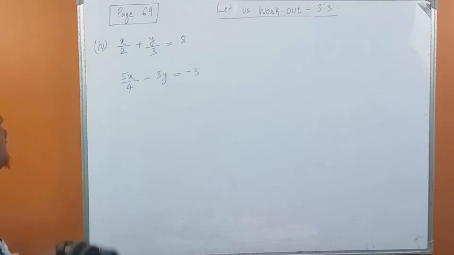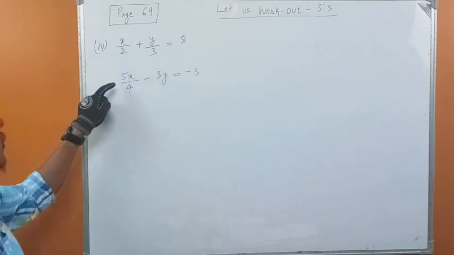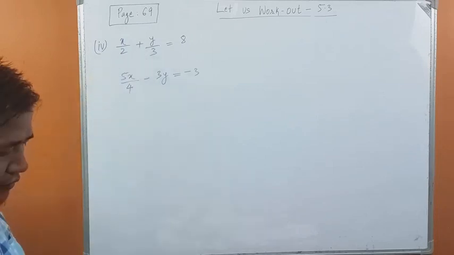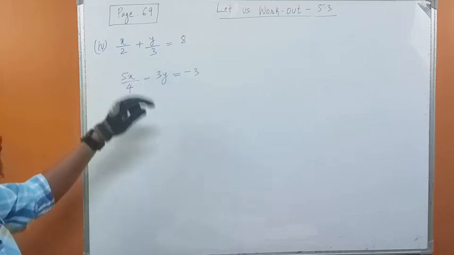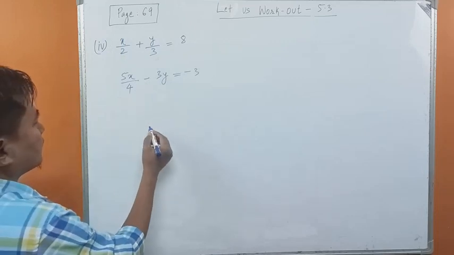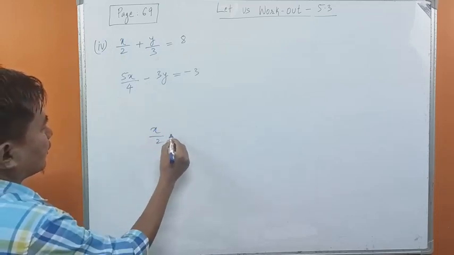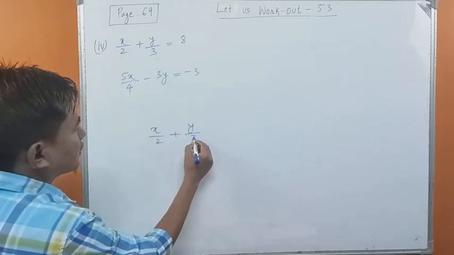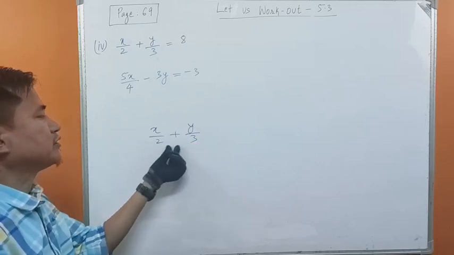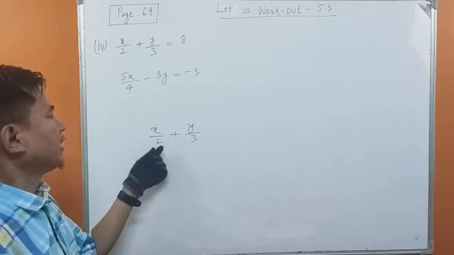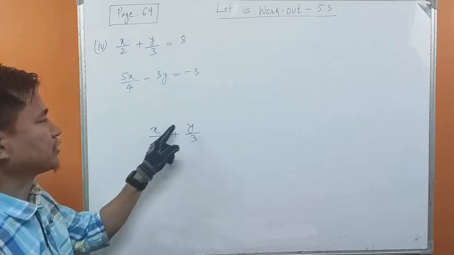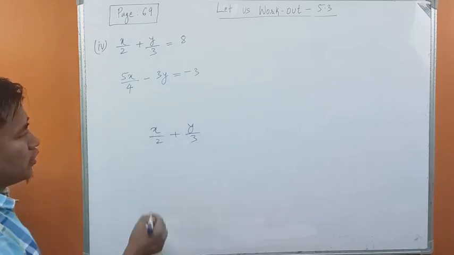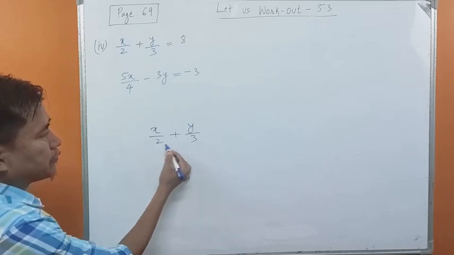Question number 4. So this is equation 1 and this is equation 2. We have x and y as variables, so we are asked to find the value of x and y. So this type of question, when the variables are in the numerator and numbers are in the denominator, 2 and 3, these are constant numbers in the denominator, and variables x and y are in the numerator, so what we do is we take the LCM of the denominators.